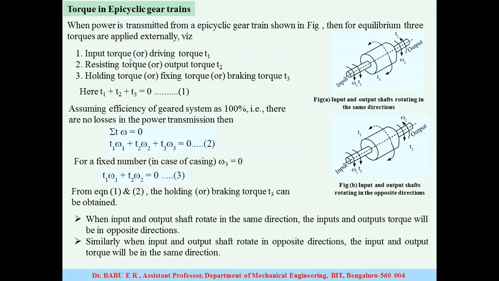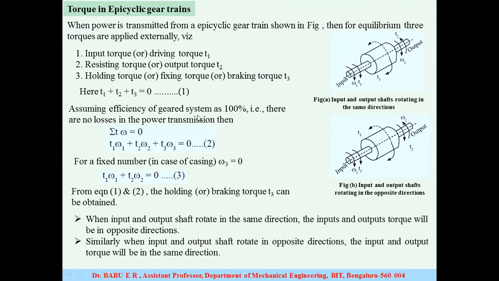One is the input torque, or we call it the driving torque, represented by T1. The second one, resisting torque or the output torque, represented by T2. And third one, the holding torque or fixing torque or braking torque, represented by T3. Hence, for equilibrium, the sum of the torques, T1 plus T2 plus T3, must be equal to 0, called equation number 1.